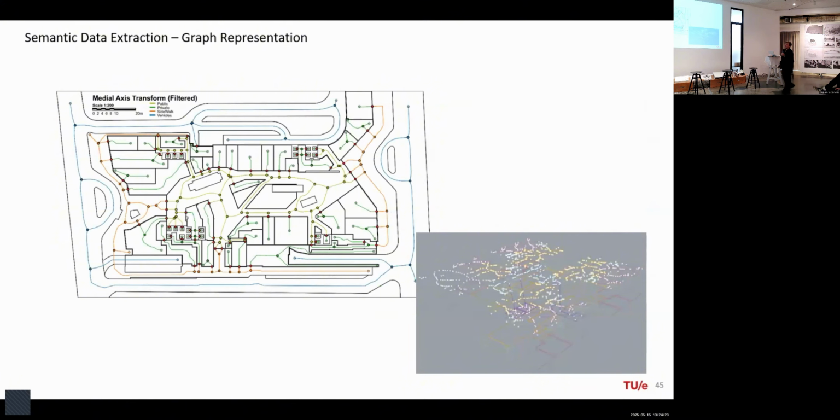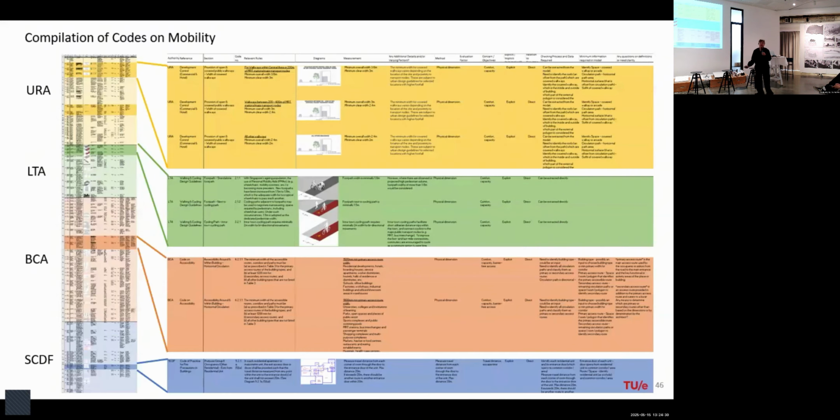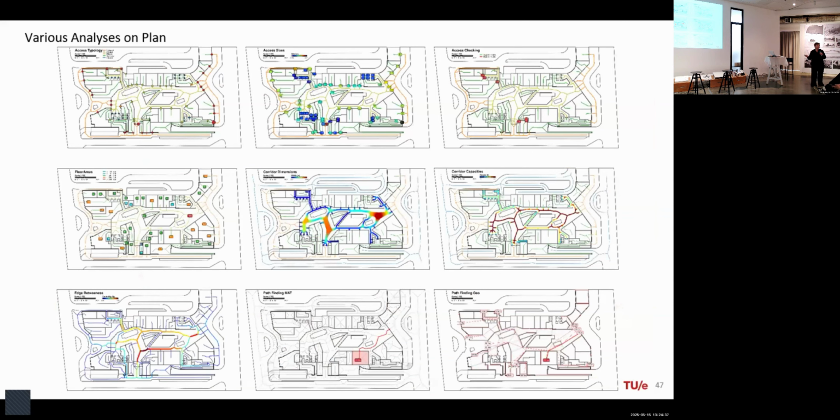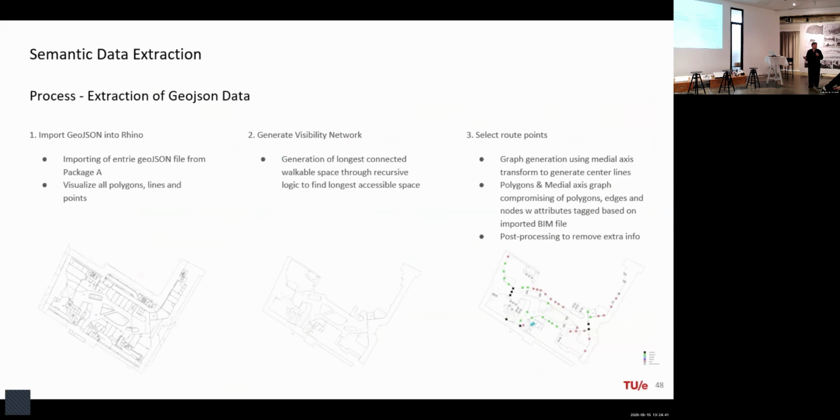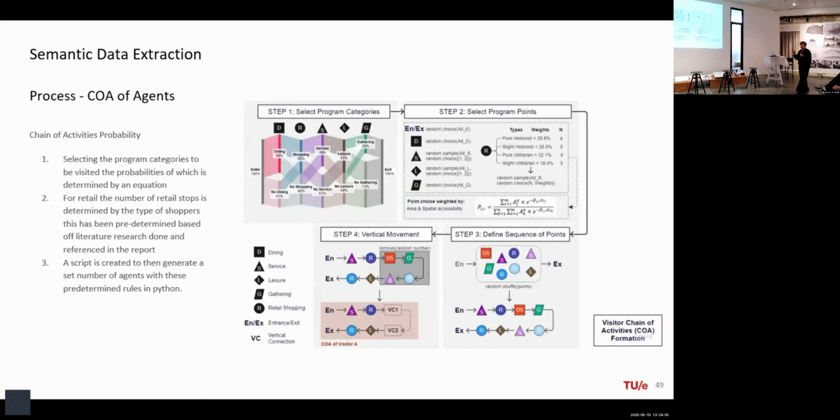So we extracted the data from the BIM model, represented the building as a graph in different layers. Then we collected all of the relevant codes from all the different agencies. We checked some of them against the graph that we have. We also developed a Revit plugin for both the planning agency, but also architectural consultants to be able to do this before they submit their design. Then we represented this as a graph for interoperability between the different analyses. Then we developed a chain of activities of probability for an agent-based simulation to look at crowding, wayfinding, etc., in the generally accessible areas of the buildings.